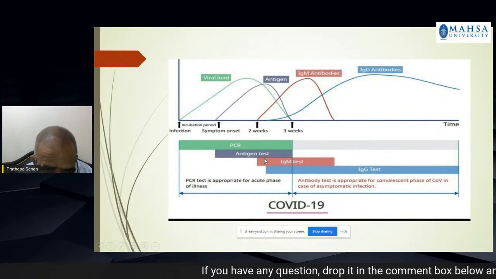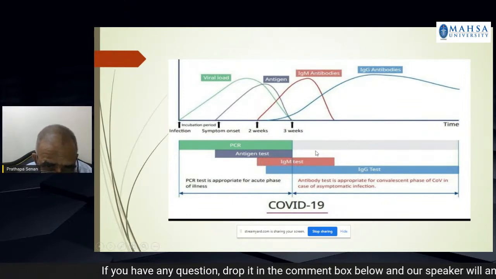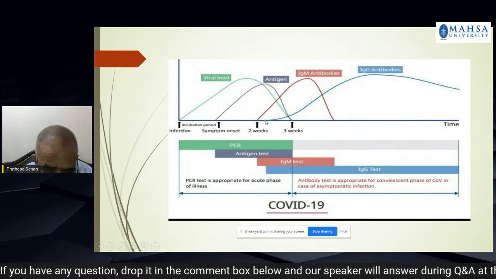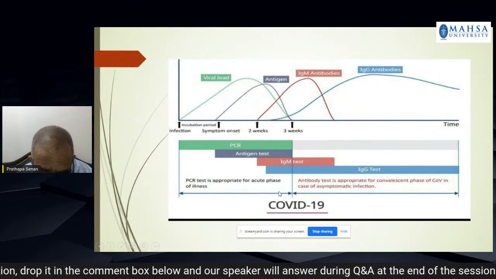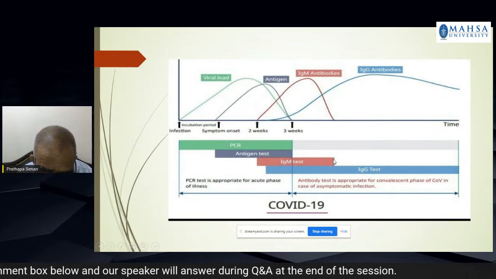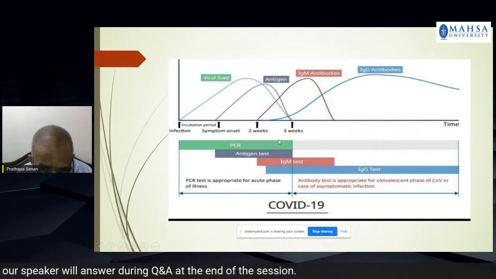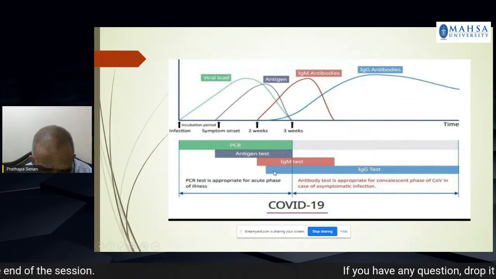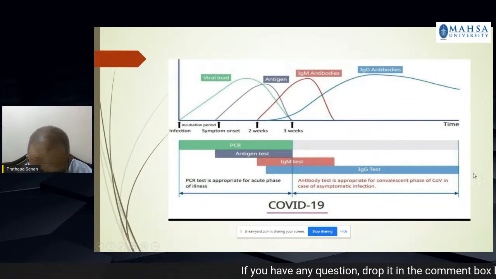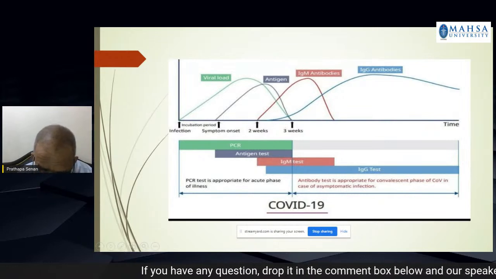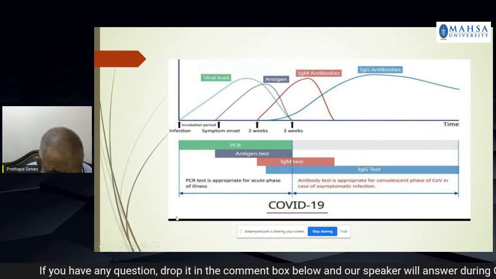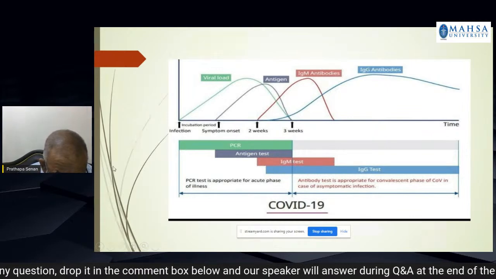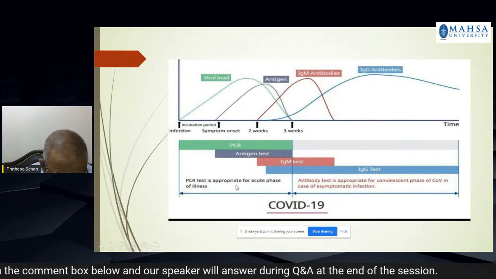Next is IgM, which is the antibody test, which can only be positive after about 2 weeks and lasts to about 5 to 6 weeks. The next antibody test, IgG, comes about 1 week later and lasts forever in your body until it comes down to a lower level. Okay, so these are the tests you should use.